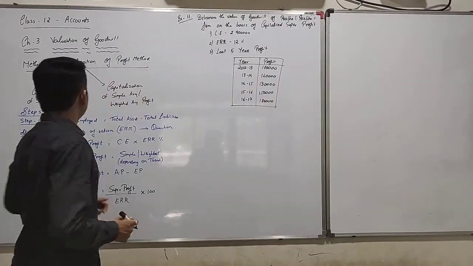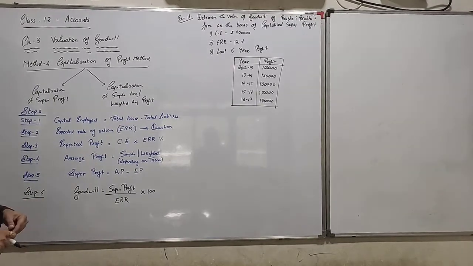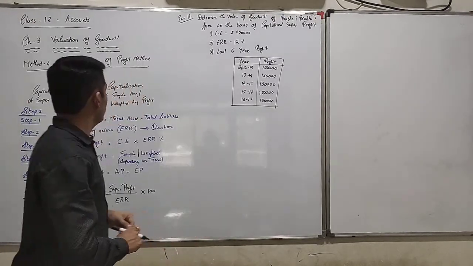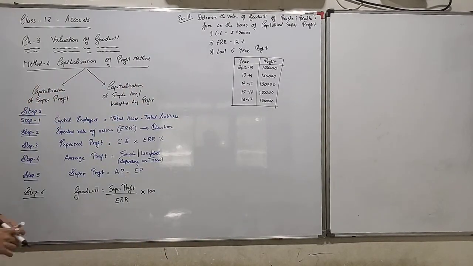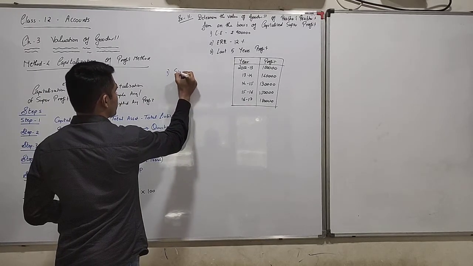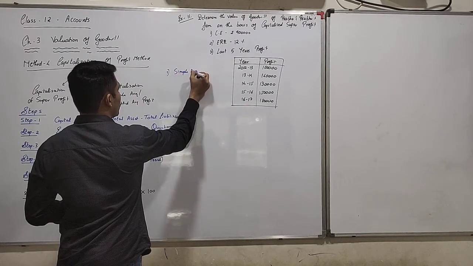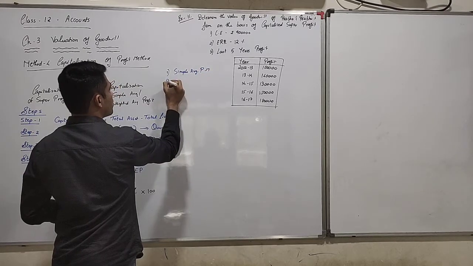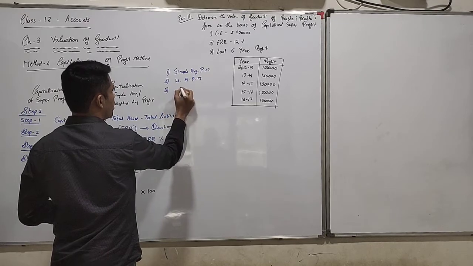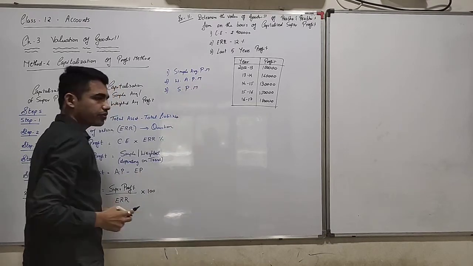Friends, today we will continue with class 12 accounts, chapter number 3, that is valuation of goodwill. And the method that we are starting with is the capitalization of profit method. Friends, till today we have learned three methods. First one is simple average profit method. Second one is weighted average profit method. And third one is super profit method.